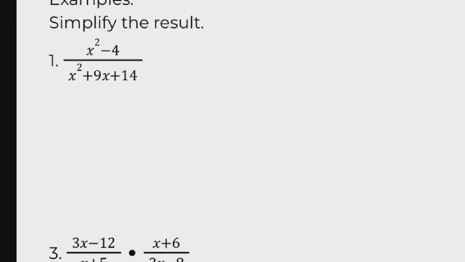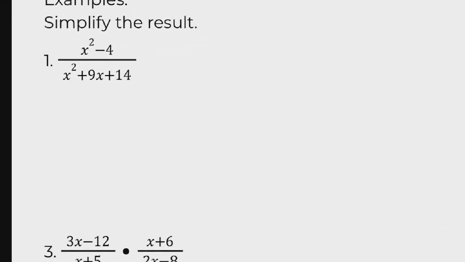So for number 1, we want to simplify the results. We have x squared minus 4 over x squared plus 9x plus 14. So we want to factor the numerator and the denominator. The top, or the numerator, is a difference of two squares, so it's going to factor into x minus 2 and x plus 2. And in the denominator, you would have 14 at the top and 9 at the bottom, so that's going to be 7 and 2 with x on top. So that becomes x plus 7 and x plus 2.